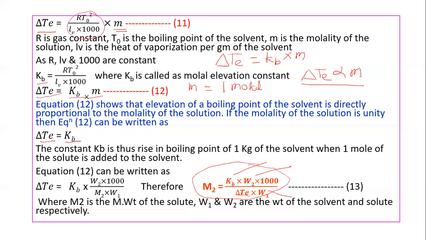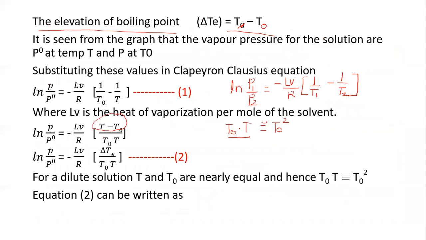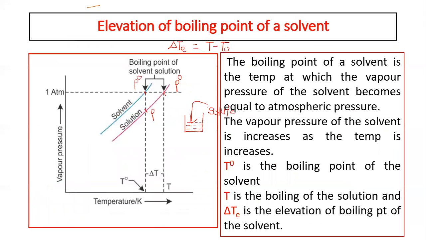So this is the final step of the derivation, that is elevation of boiling point of a solvent. This is equation 13. So we explained in this video the relation between the elevation of boiling point of a solvent with molecular weight of the solute.